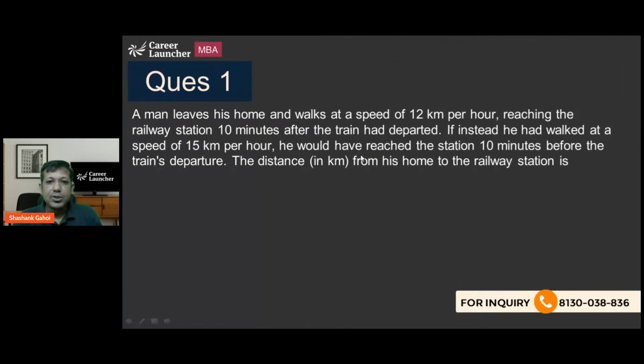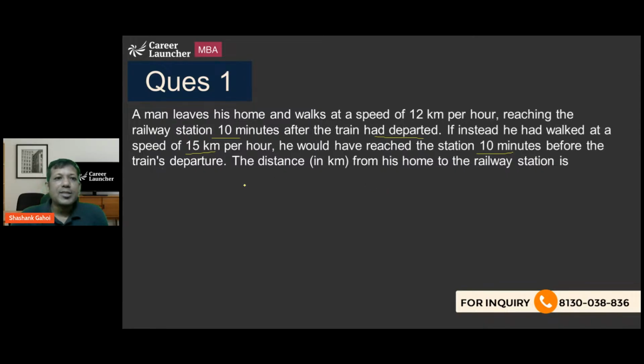So basically, first question is a man leaves his home and walks at a speed of 12 km per hour, reaching railway station 10 minutes after the train has departed. Okay, if instead he had walked at a speed of 15 kilometers per hour, he would have reached 10 minutes before the train's departure. Now, find the distance between his home and railway station. That's what we need to figure out.